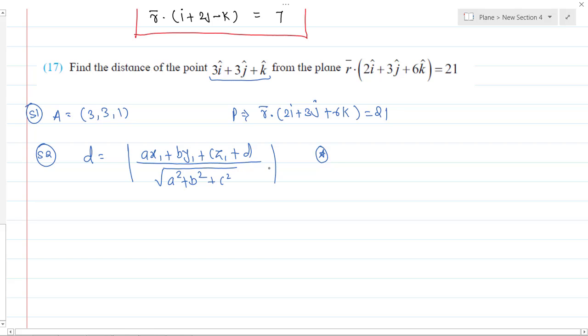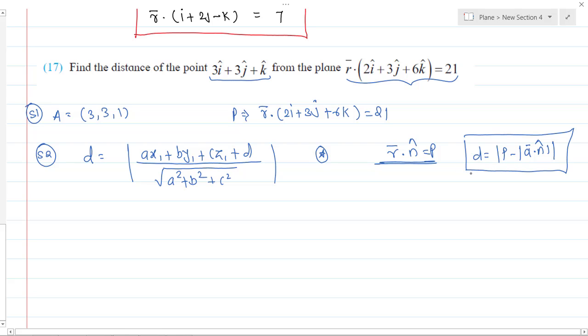Because the vector form is a bit difficult. In the vector form, first you have to convert the given equation of the plane into the normal form, which is nothing but r bar dot n cap is equal to p. First convert this, after that we will get the distance, that is d is equal to mod of (p minus a bar dot n cap). Okay, so this is the equation for the distance of a point from the plane.